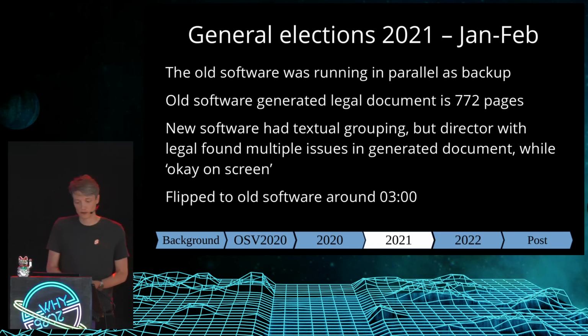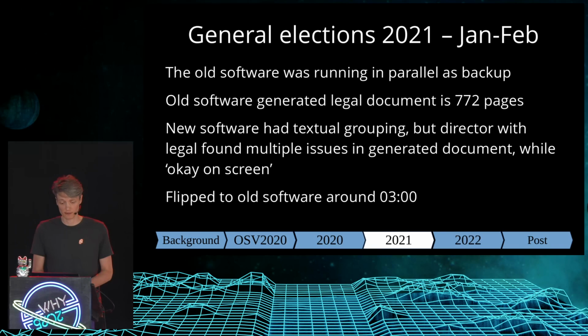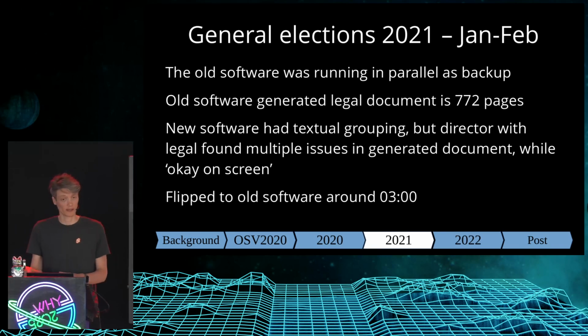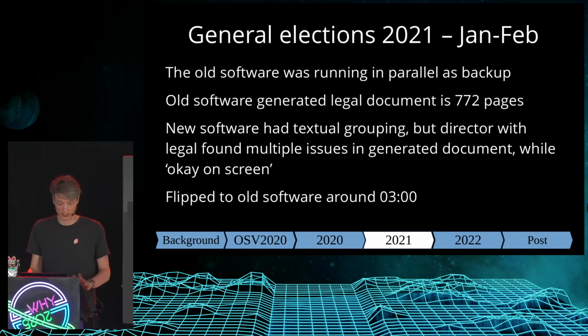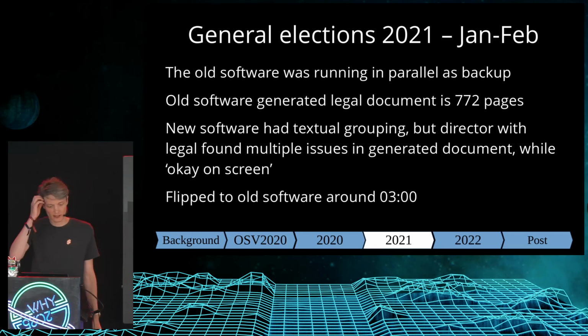But the old software would create almost 780 pages of documents for creating the candidate list, with every rejection and exception. And the new software had some really nice trick. They would create a smaller document, but the director actually found some issues in the new generated document. Well, it looked okay on the screens. If we would press print, there would be something else in the printed document.